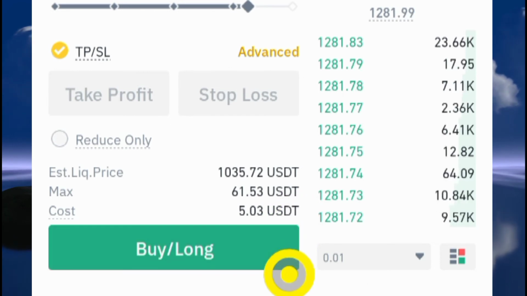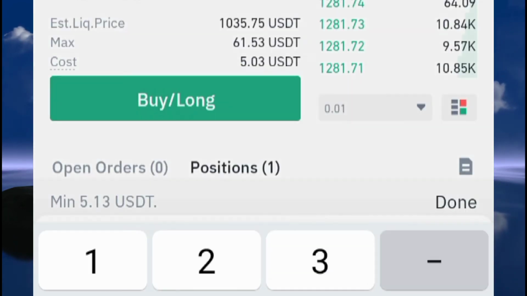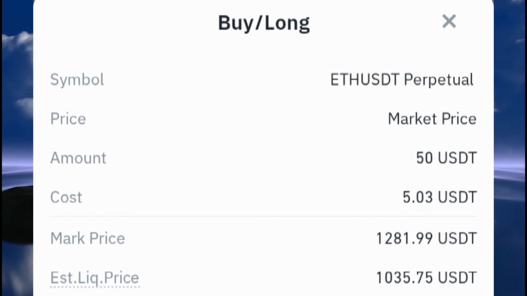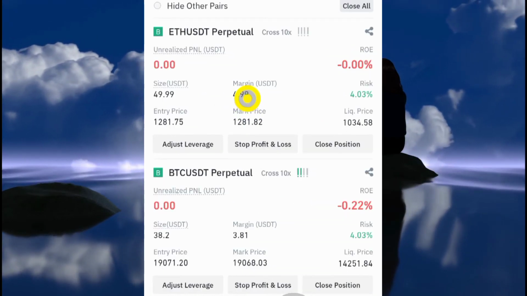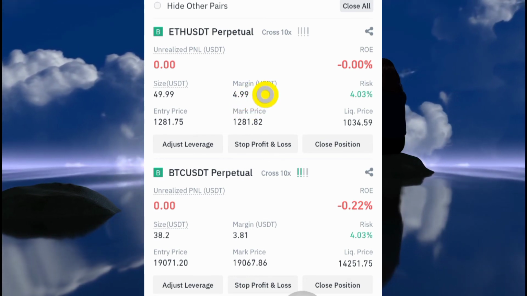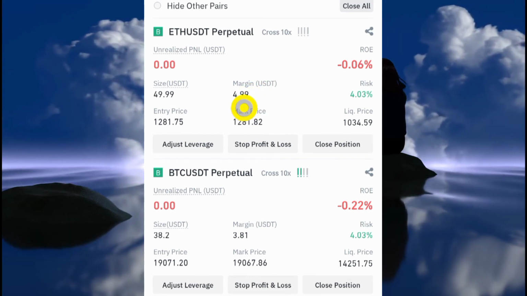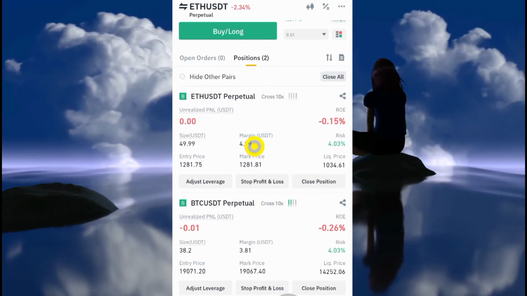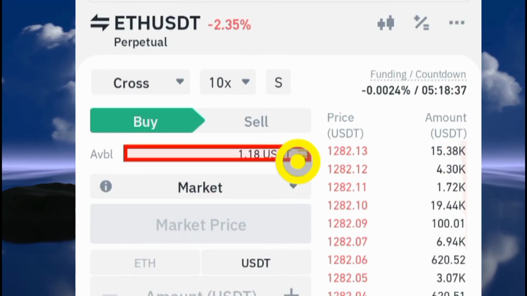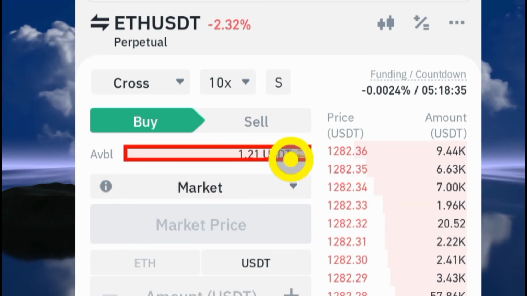Okay, so if I click on the buy button and click confirm down here, for the second position you can see that my margin is 4.99, but what it was initially was 5. Okay, so you can see that there's a difference. As you can see here, my available balance is 1.18 USDT.